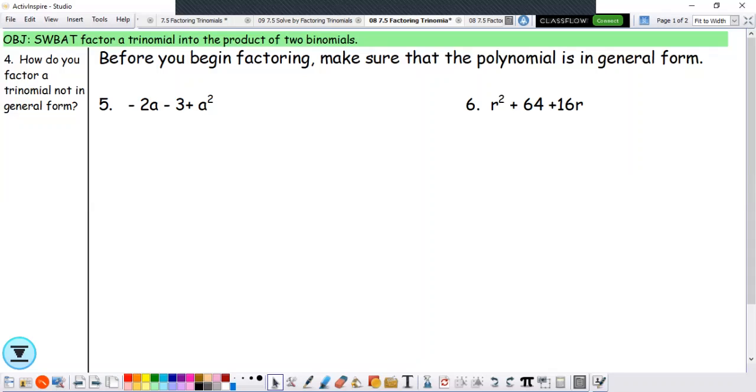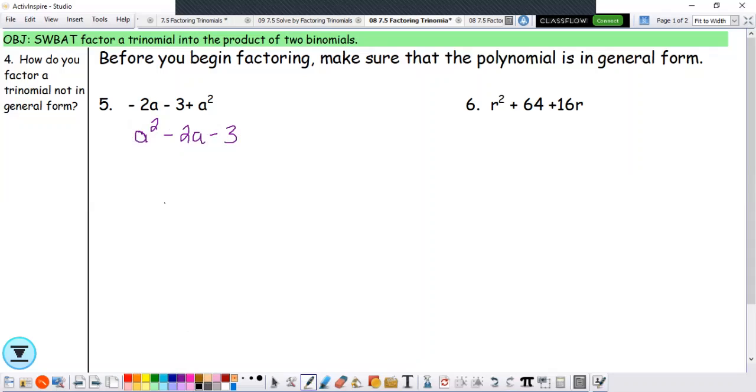So what if the trinomial is not in standard form, is not in general form? Before you factor, you want to write it in that standard or general form. So that is a squared minus 2a minus 3. Remember that general form or standard form always starts with the largest degree or the largest exponent and is written in descending order with the constant as the last term.